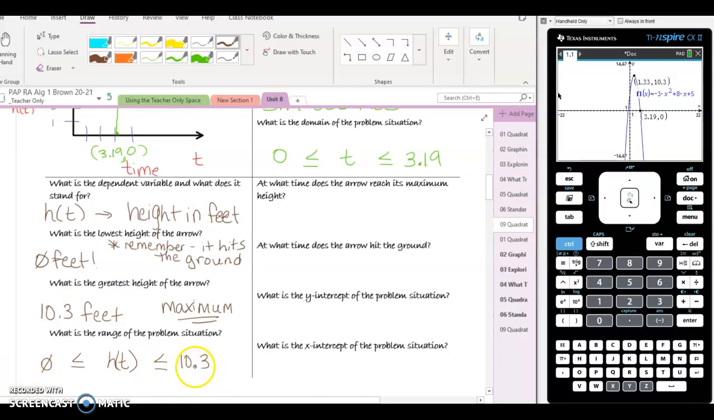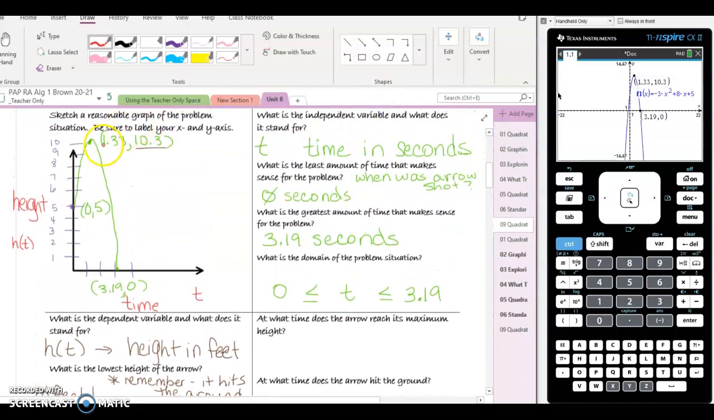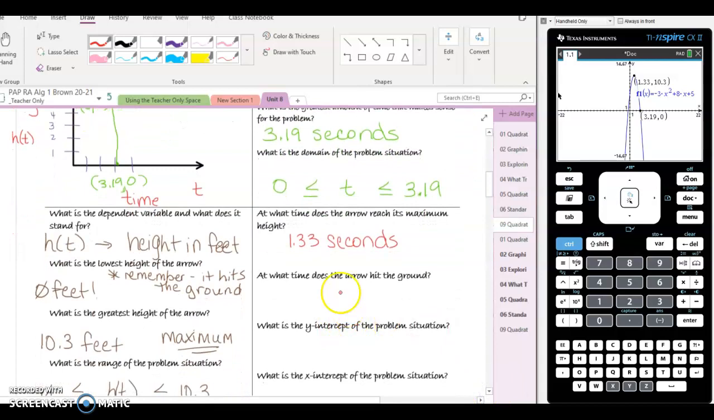Okay. Last set of questions here, and it wants to know at what time does the arrow reach its maximum height? Well, that's the t value, right? That's 1.33. So it reaches the maximum height at 1.33 seconds. So at what time does the arrow hit the ground? Well, right here, 3.19 seconds, right?